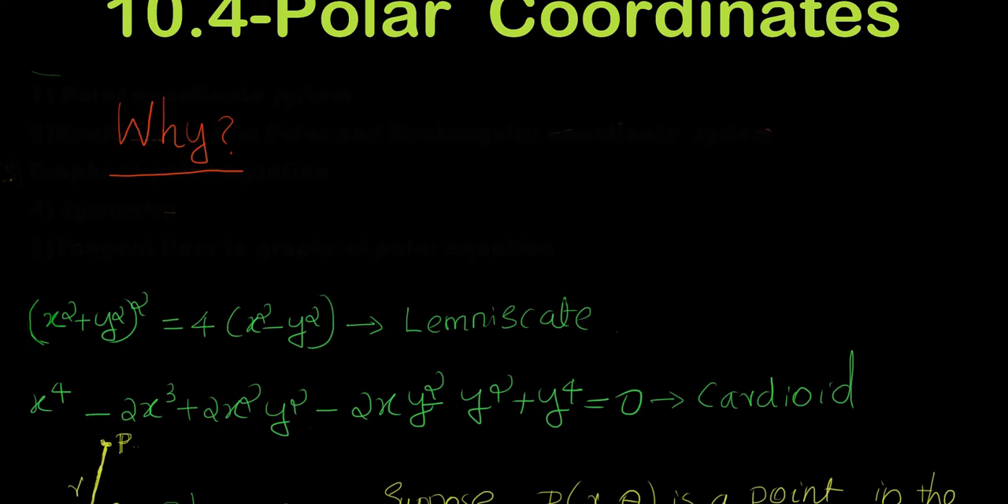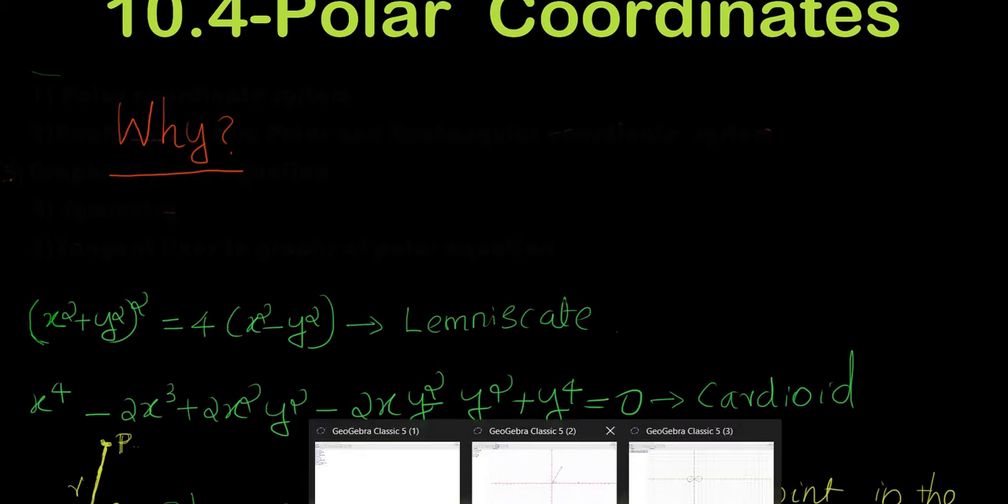consider this equation: (x² + y²)² = 4(x² − y²). This is in rectangular coordinates. This is an equation for the lemniscate in the rectangular coordinate system. This is what x⁴ − 2x³ + 2x²y² − 2xy² − y² + y⁴ = 0. This is an example for the cardioid.